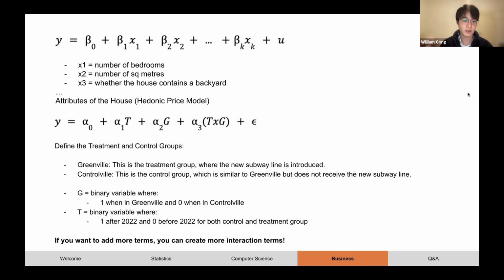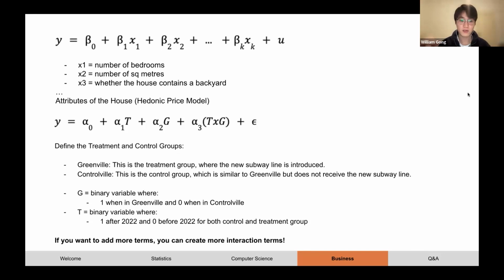And our second equation is the DID estimator model. We define G as a binary variable for whether you are in Greenville or outside of Greenville, in Controlville. And we have T, a binary variable, for whether the house price you're looking at is before 2022 or after 2022. So in this case, we're looking at panel data. We're looking at the data of houses as they change over time, and we're putting a hard line at 2022 and splitting it from there.